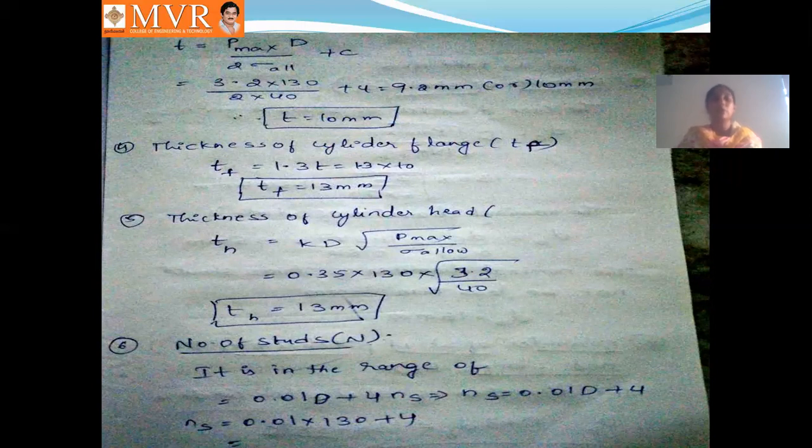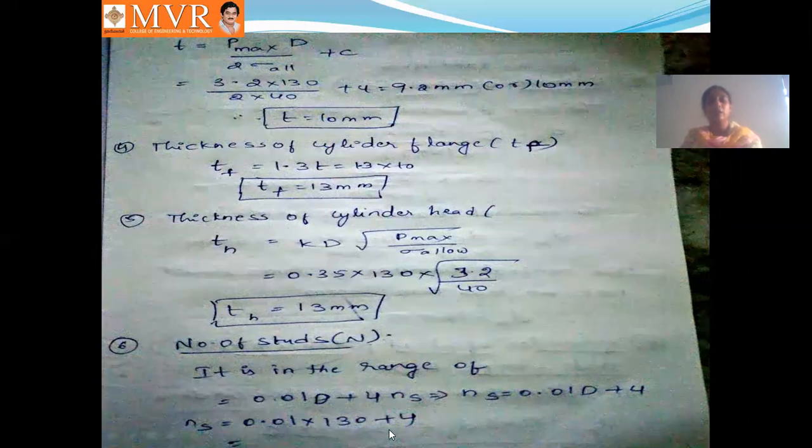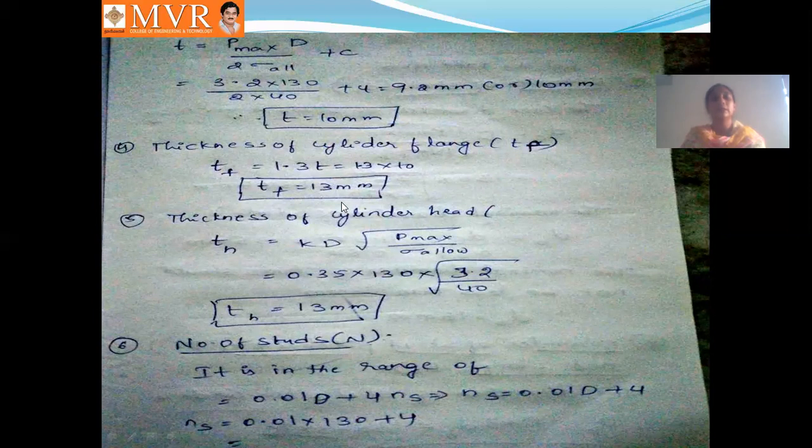Okay, these formulas will be directly given in the data book. Don't be confused. Next, the fourth one: thickness of the cylinder flange. The thickness of the cylinder flange TF is equal to 1.3 into T, so 1.3 into 10. TF is equal to 13 mm.